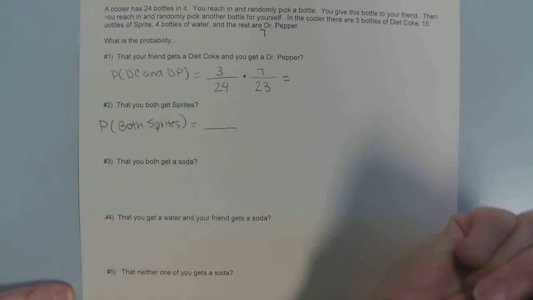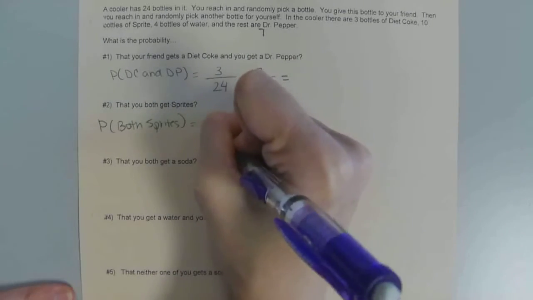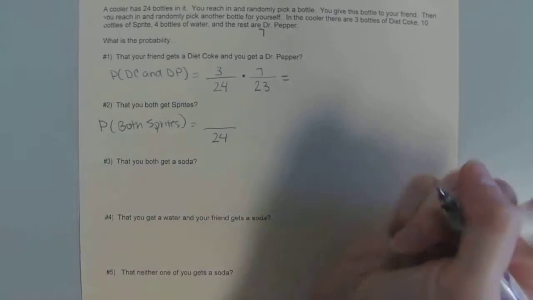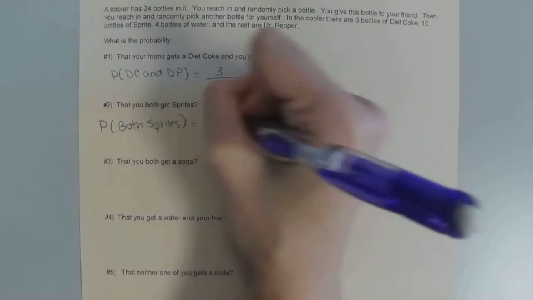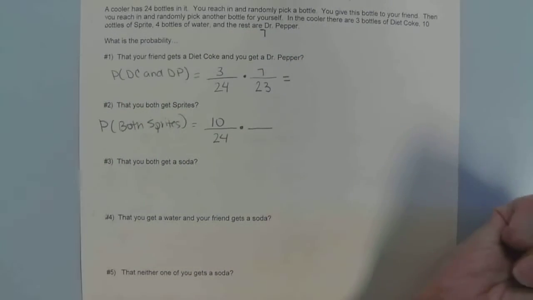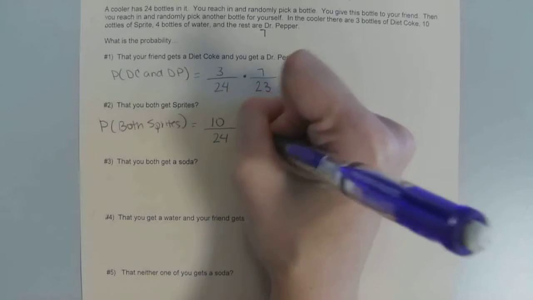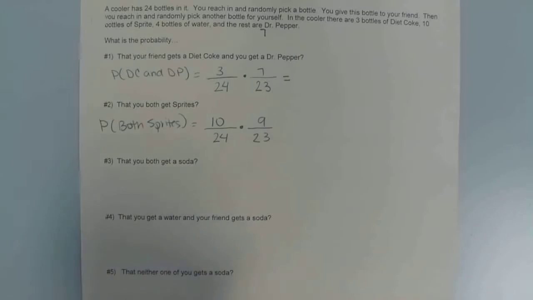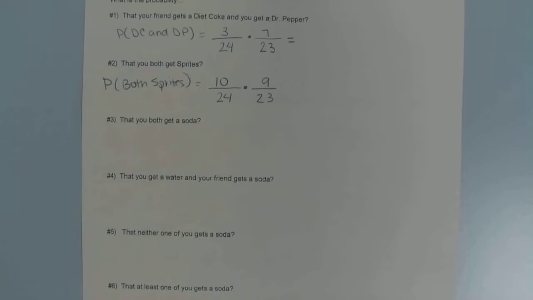So how many total bottles are there to choose from? 24. And how many are there Sprites in the beginning? 10. But then we hand that to our friend. So what's the probability that we choose a Sprite? You see what's happening? Every time you choose a bottle, your denominator will go down. But if you're choosing the same thing back to back, your numerator will go down as well. 3, they try to just switch it up on you.